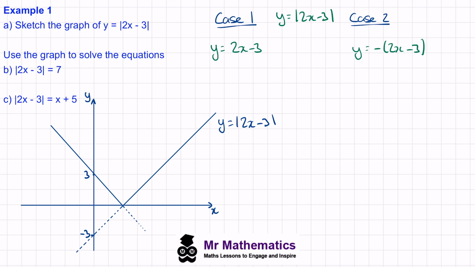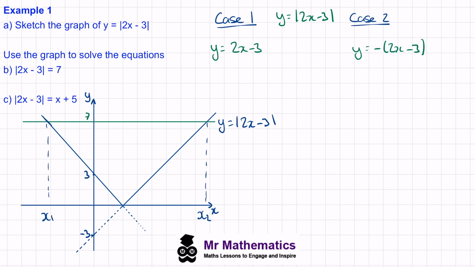Okay? So now we have this graph, we can use this graph to solve the equations in B and C. So in question B, we're told that the modulus of 2x minus 3 is equal to 7. So y in this case must be equal to 7. So all we do is we draw a line at y equals 7, somewhere around here. I'll just carry on this graph through it, and you can see it will have two solutions at this value of x, which I'll call x1, and this value of x, which we'll call x2.